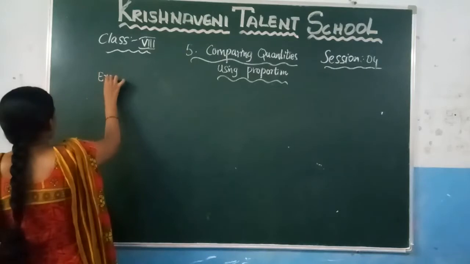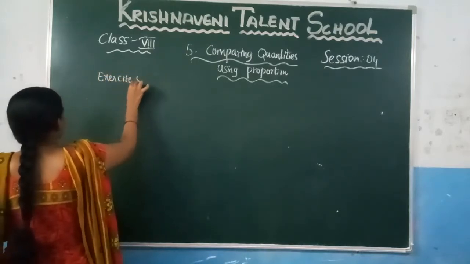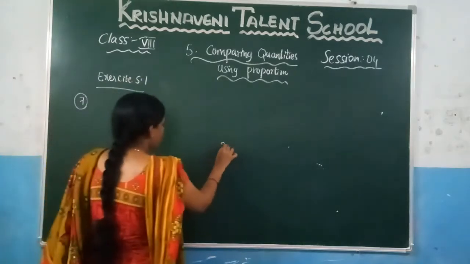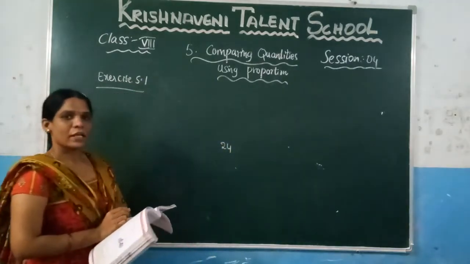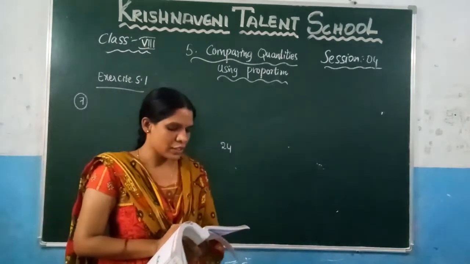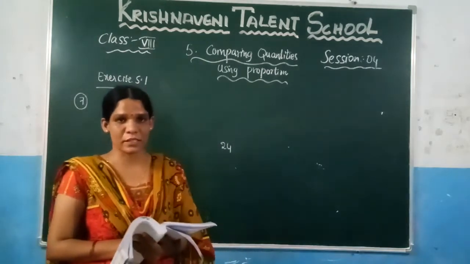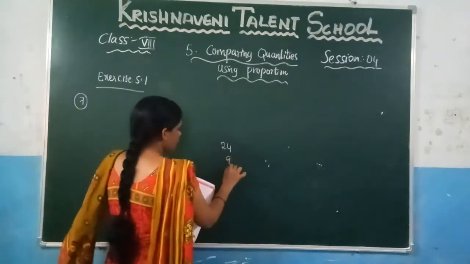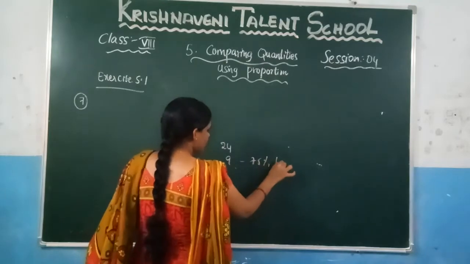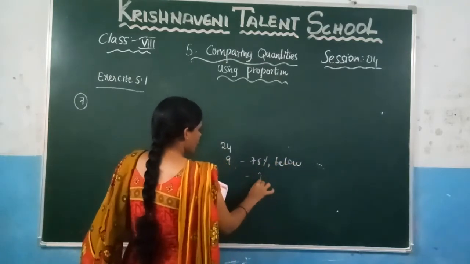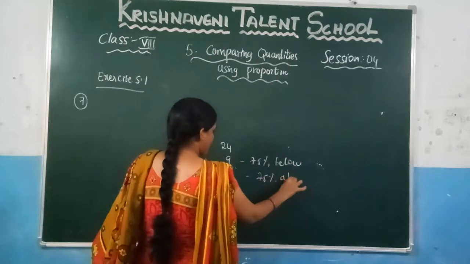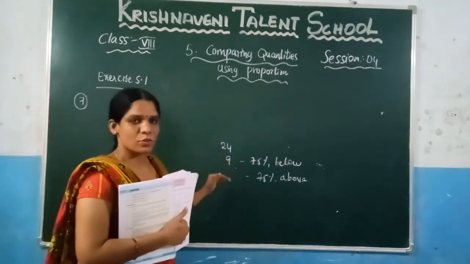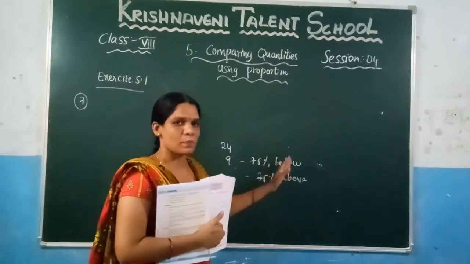Exercise 5.1, 7th question. Here total 24 students are there, right? In that, they are saying 9 students scored below 75% of marks. There are 9 students who scored 75% below marks. Right? Total 24 students are there. In that, 9 students scored 75% below marks.